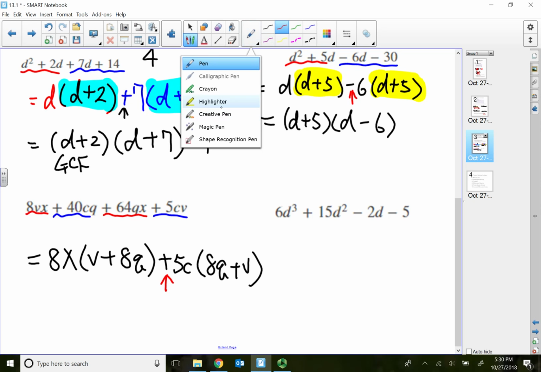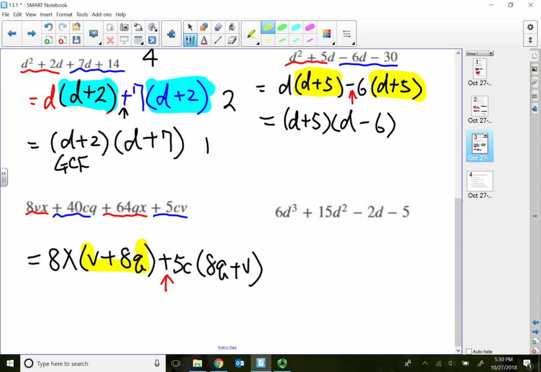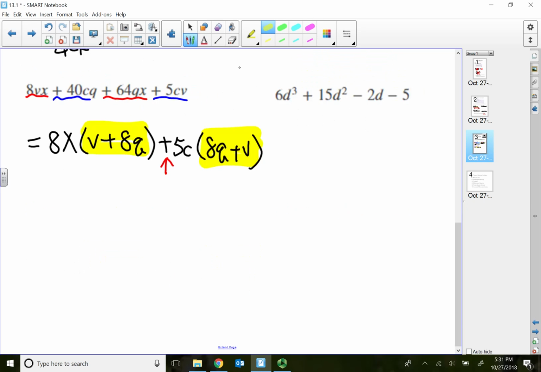Does what's inside the parentheses match? Yes, it does, because inside the parentheses I have two terms, a positive v and a positive 8q. So I have exactly the same two terms in both parentheses. Does the order matter, whether it's 8q plus v or v plus 8q? No, it does not matter, according to the commutative property. So my greatest common factor now is v plus 8q, or 8q plus v, however you want to write it.